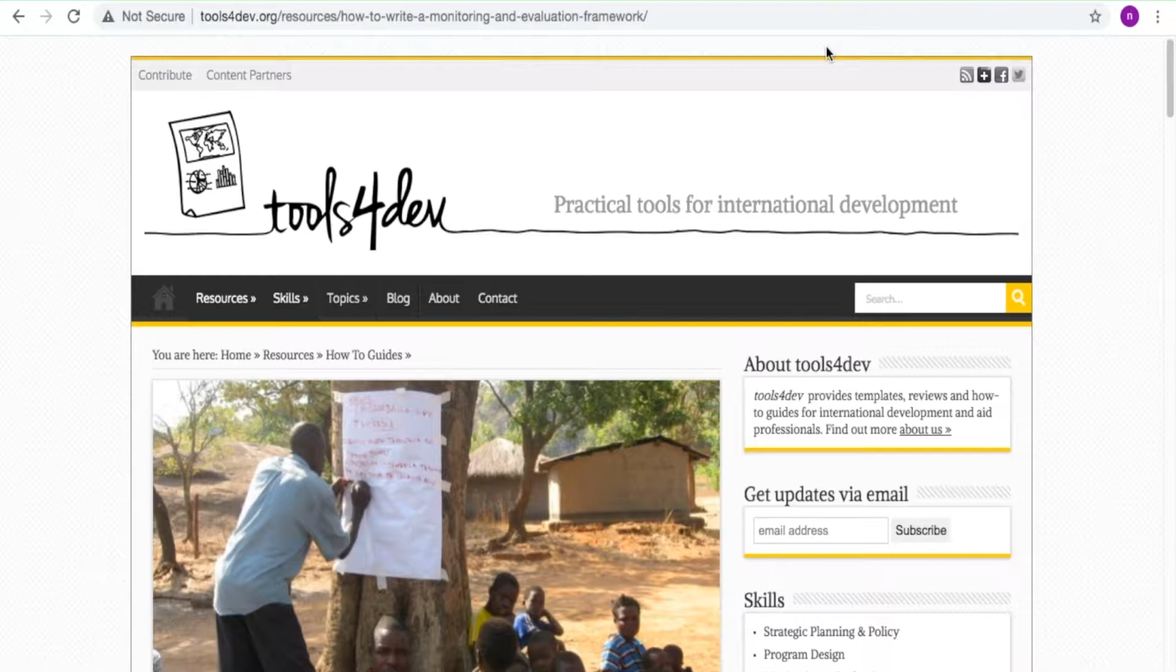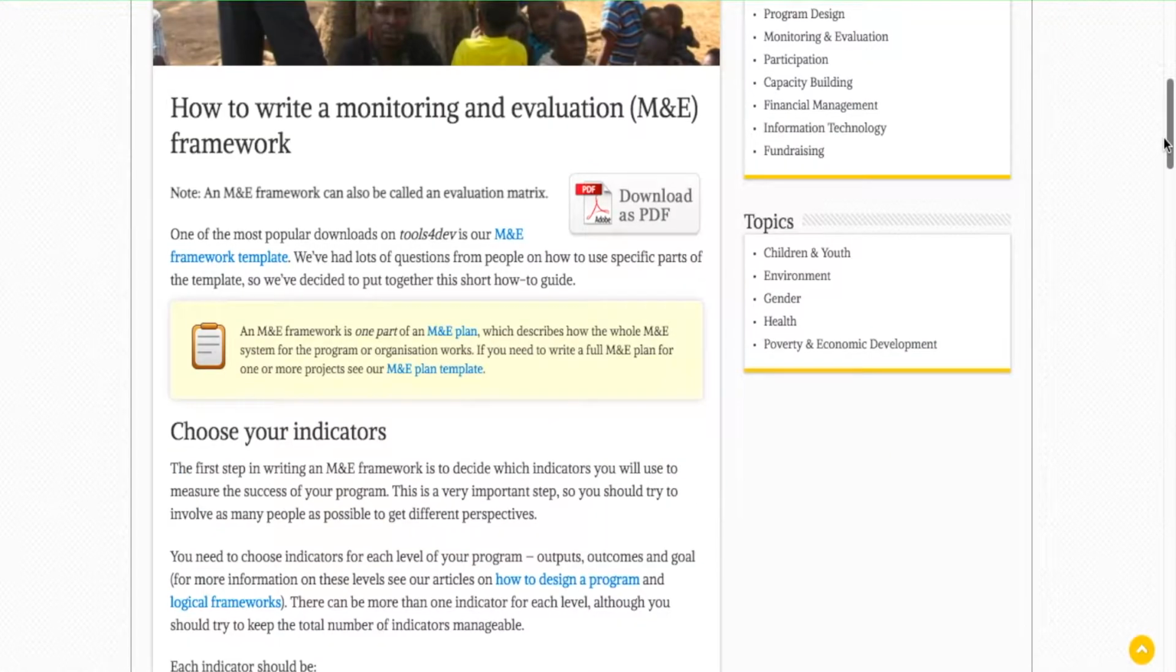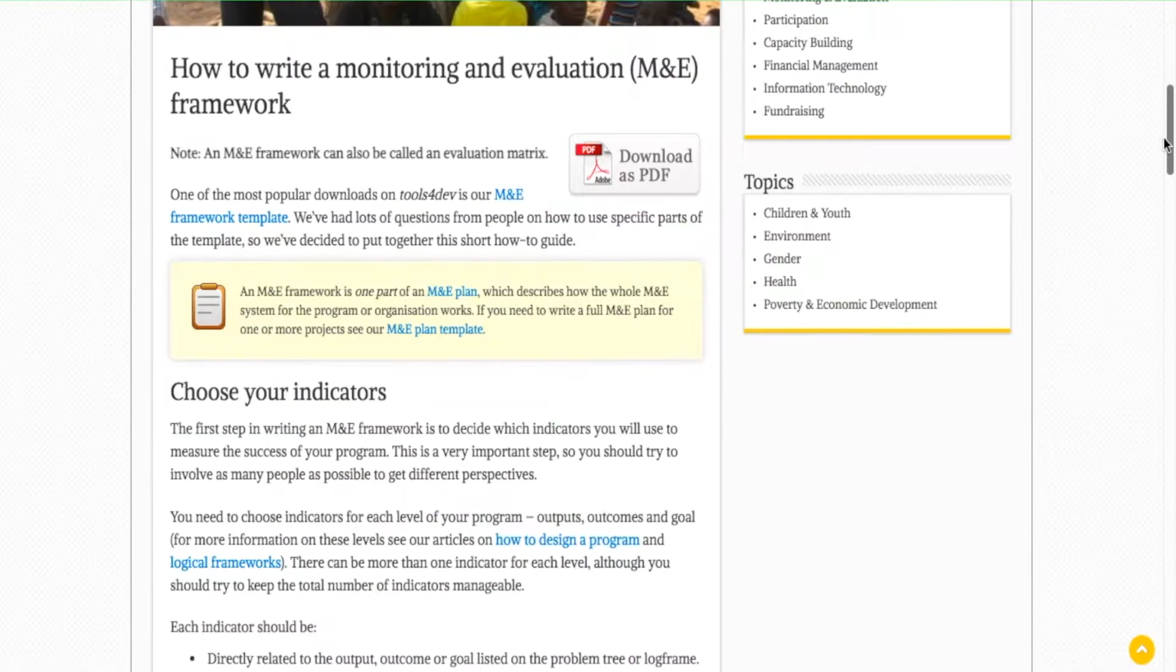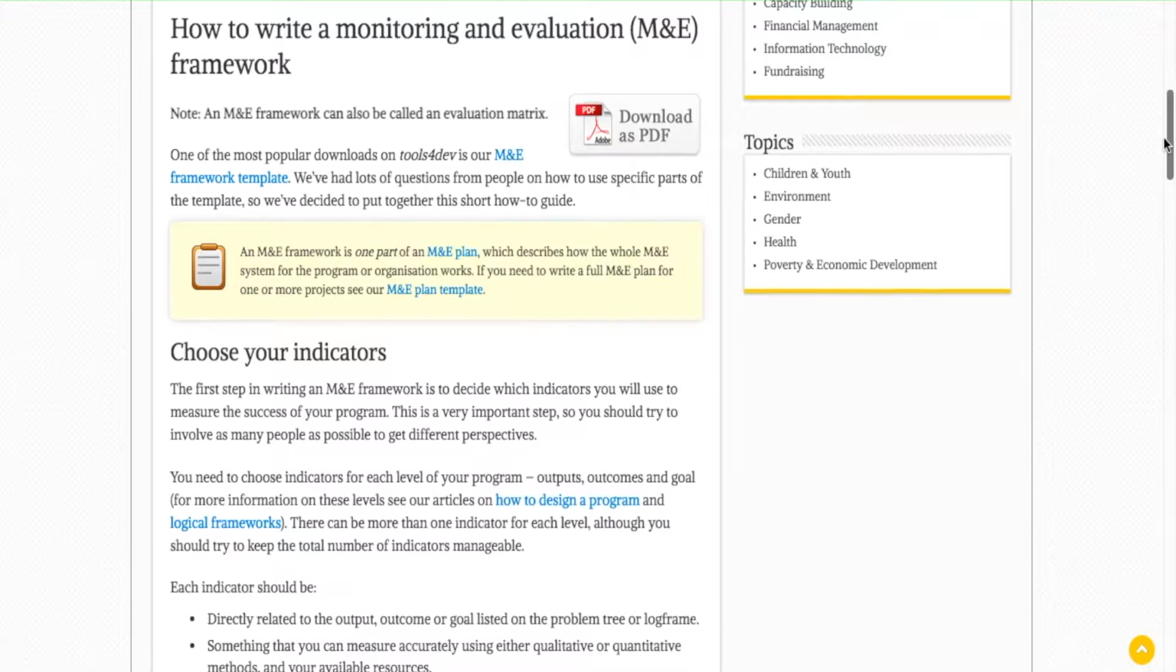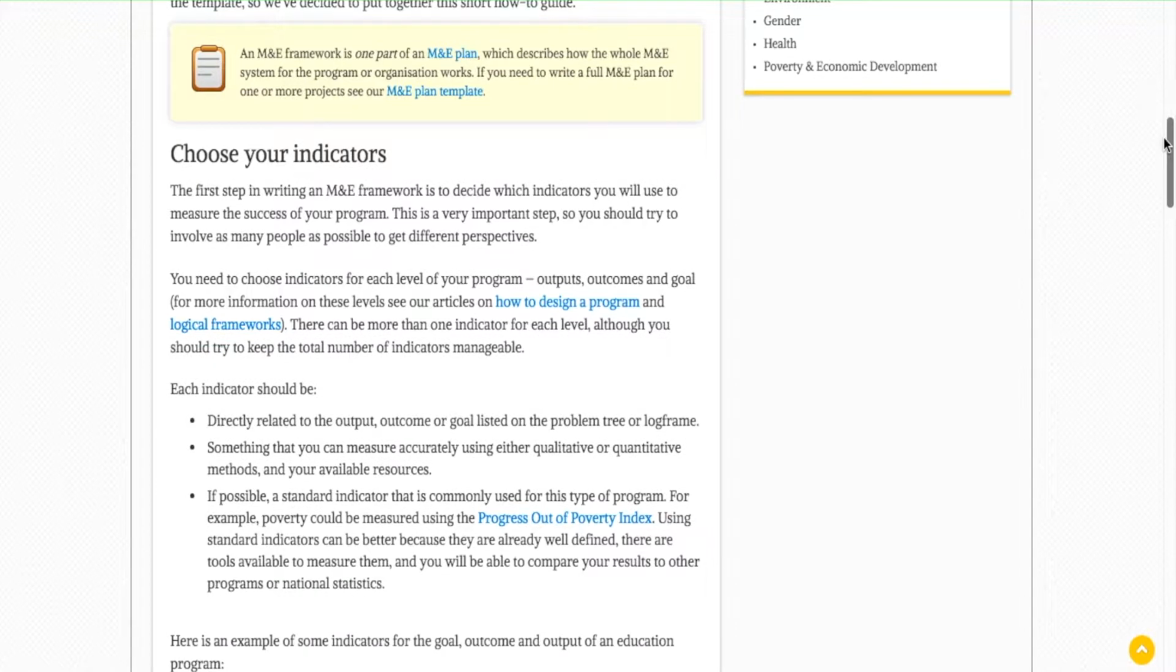and it is termed TOOLS4DEV. Now this site has given a beautiful description of how the report can be written, monitored and evaluated. Starting with the whole concept, you'll find practical tools for writing a monitoring and evaluation report. There's a PDF also, you can always download it, and this is very popular with them. Now I was talking about indicators.